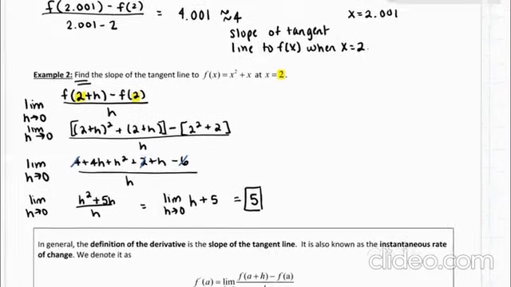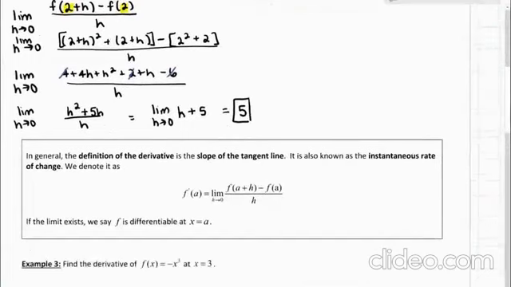So what we're going to do now is formally define the derivative. The definition of the derivative is the slope of the tangent line. So when we say that we're finding the derivative, we're finding the exact slope of the tangent line to a curve. It's also known as the instantaneous rate of change. We write it as f prime of a equals the limit as h approaches 0 of f of a plus h minus f of a over h. If that limit exists, then we say that f is differentiable at x is equal to a.